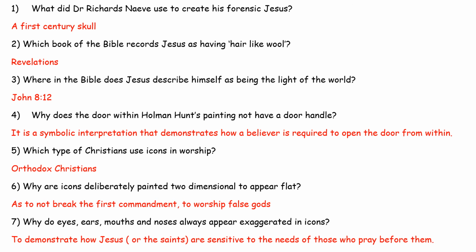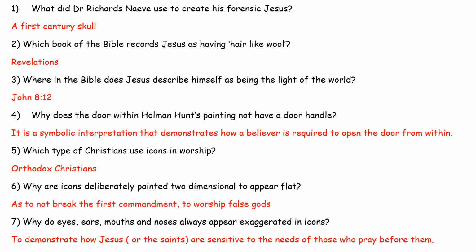Okay, Year 6, so it's now time to mark your work. So the answer to number 1, what did Dr. Richard Neve use to create his forensic Jesus? The answer was a 1st century skull. The answer to number 2, which book of the Bible records Jesus as having hair like wool? The answer is Revelations. That's the final book of the Bible, in case you were not aware. Number 3, where in the Bible does Jesus describe himself as being the light of the world? John 8, verse 12.